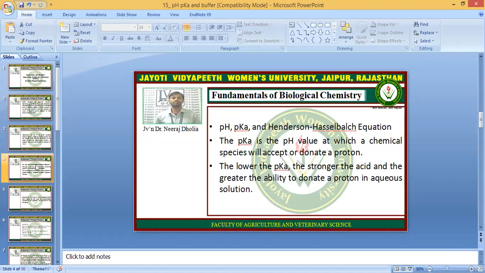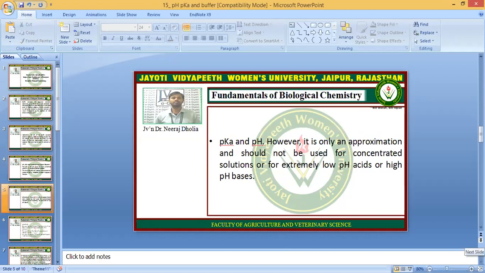So what is the pK and the pH? pK is the pH value at which the chemical species will accept or donate a proton. So pK is a specific pH value. The lower the pKa, the stronger the acid and the greater the ability to donate a proton in the aqueous solution. However, pK and pH is only an approximation and should not be used for concentrated solutions or for extremely low pH acids or high pH bases.